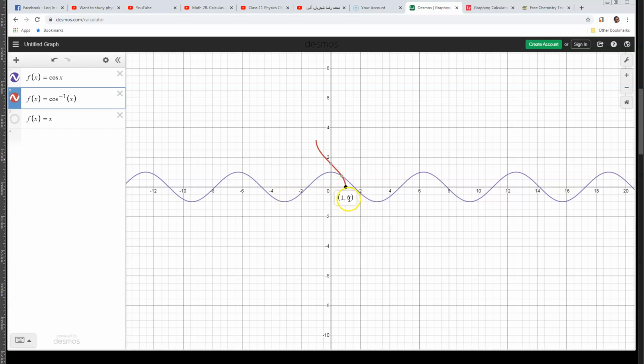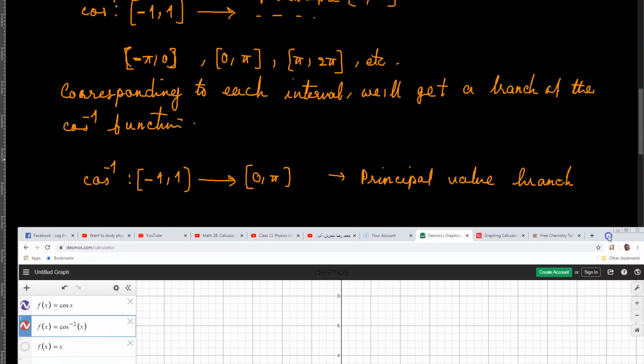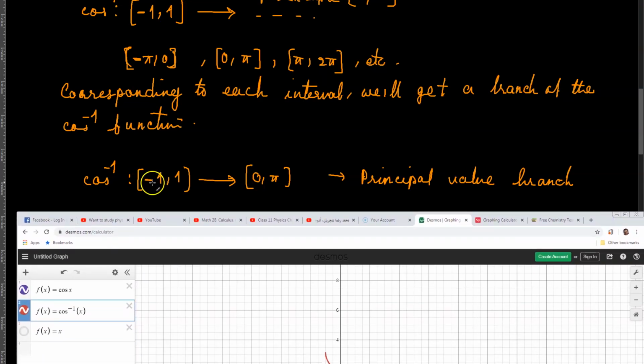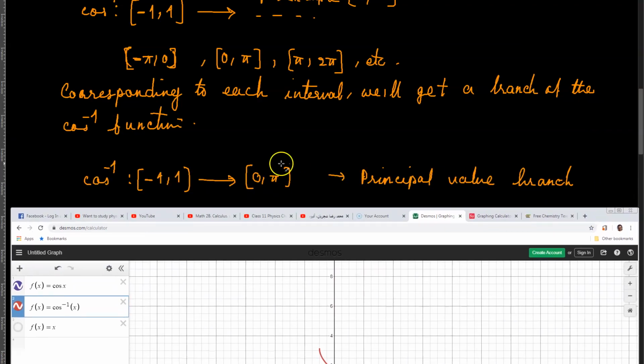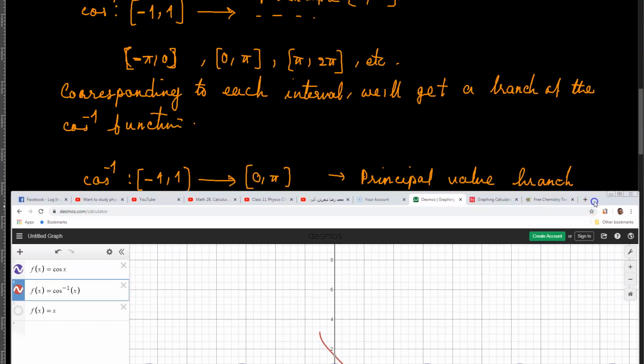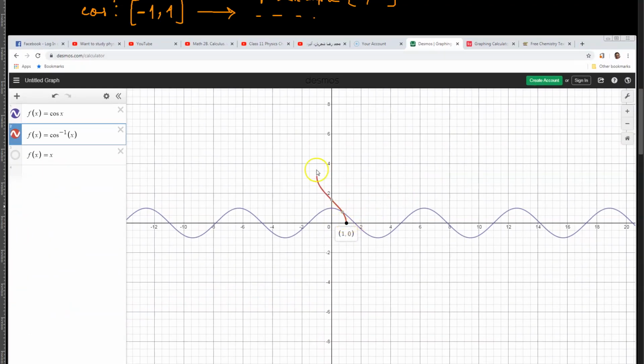That means that the domain of the function goes from -1 to 1, which is -1 over here and 1 over here, and the range of the function goes from 0 to pi, which means 0, and somewhere pi, which is 3 point something, is this value over here.